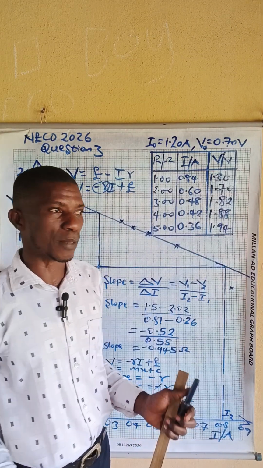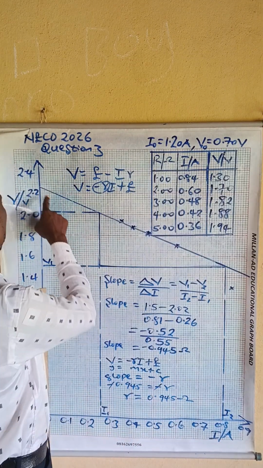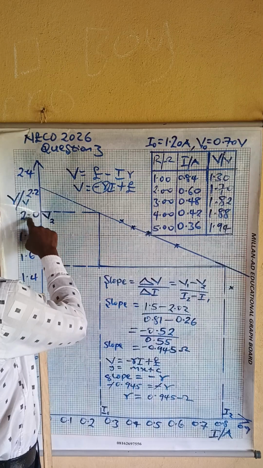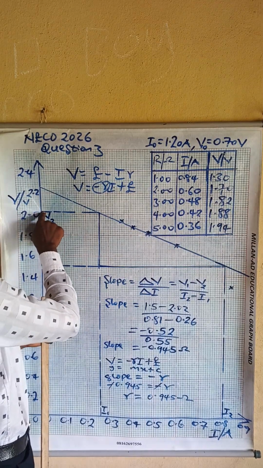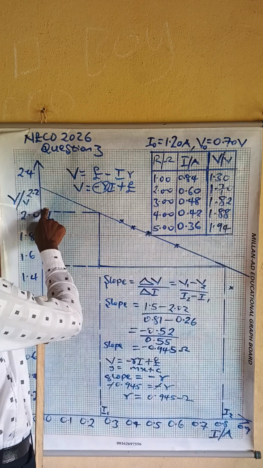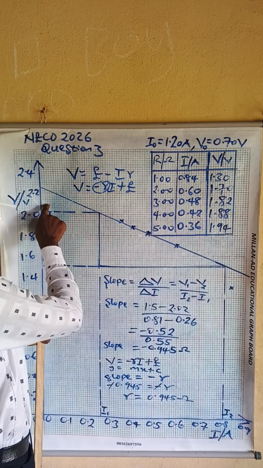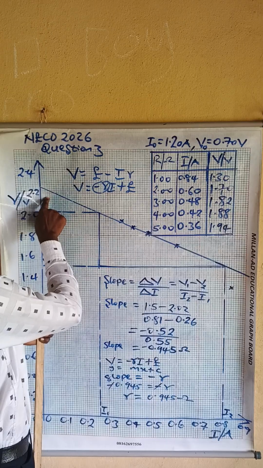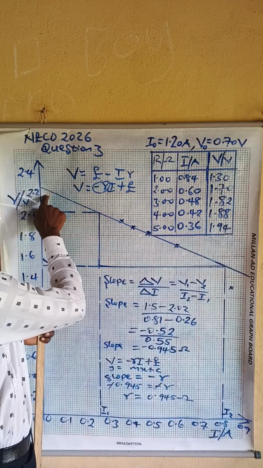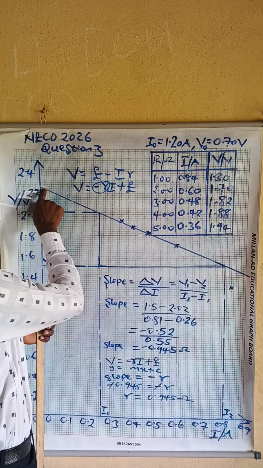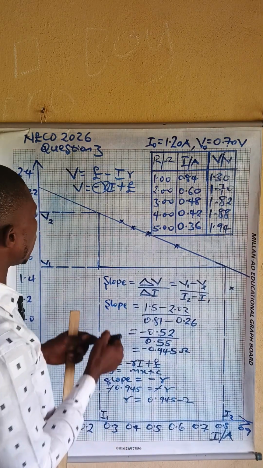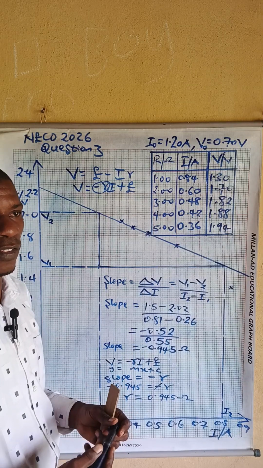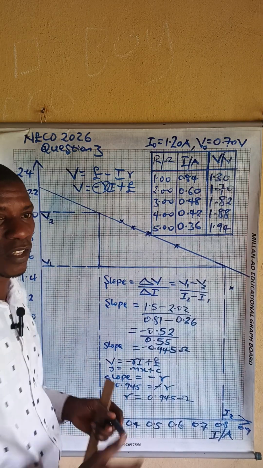How do we get the intercept on the vertical axis? You can see this point. This is the intercept. This one is 2.01, 2.02, 2.04, 2.06, 2.08, 2.1, 2.12, 2.14, 2.16, 2.18, 2.2, 2.21, 2.22, 2.24. So our intercept is 2.24. That is the intercept in volts. Thank you.